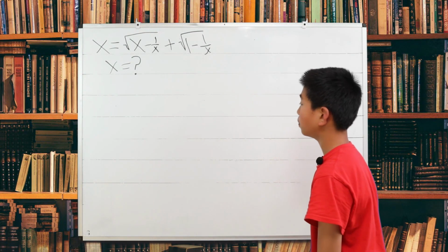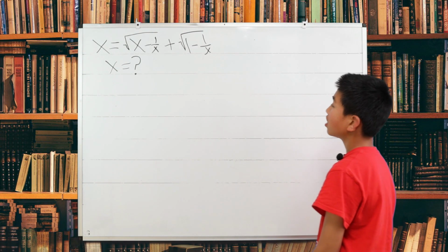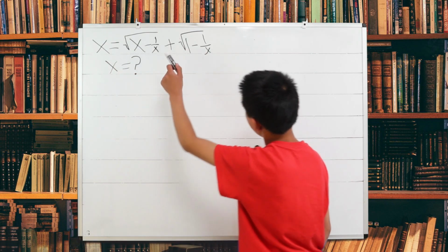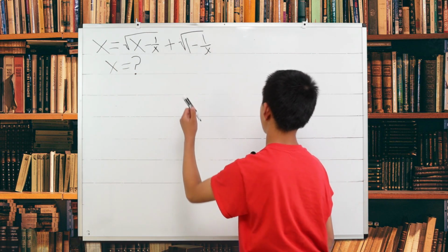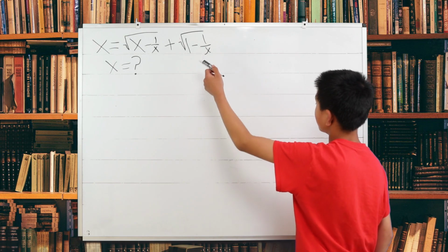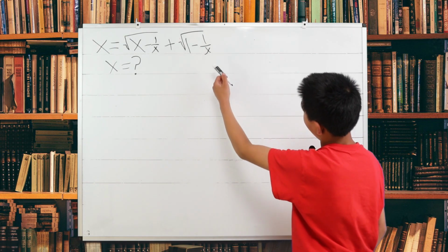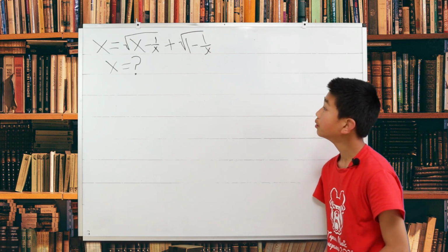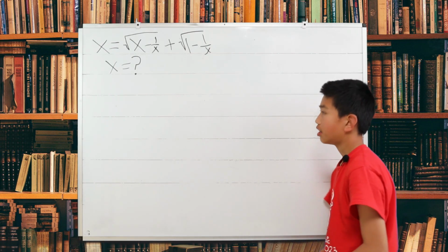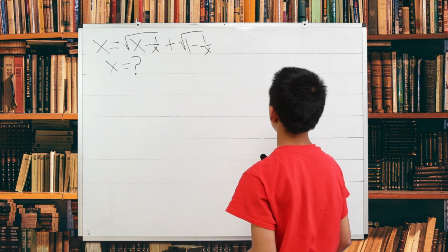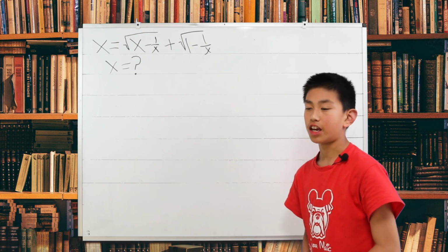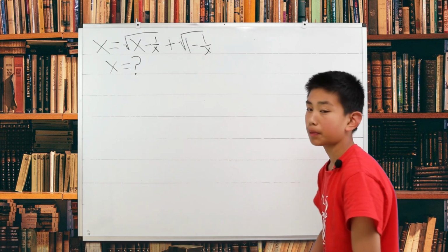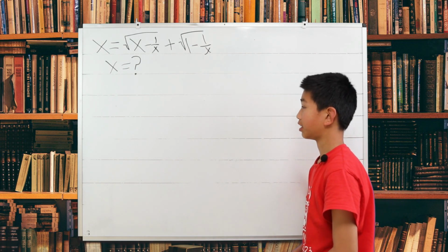Today we have a problem where we are given that x is equal to the square root of x minus 1 over x plus the square root of 1 minus 1 over x. And what we need to do is solve what x is. The first thing we need to do is get rid of these square roots on the right hand side, and we can do that by applying the a plus b times a minus b formula.